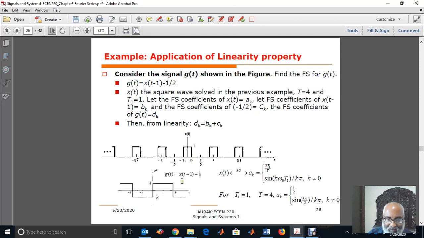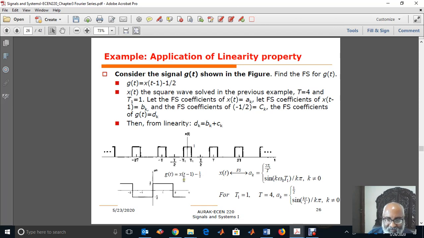And if you draw x of t minus 1, shift this square pulse by 1, you will get 1 between 0 and 2, and 0 between 2 and 4. Okay, so you have a periodic signal. Between 0 and 2 it is 1, between 2 and 4 it is 0, and then it will repeat itself. So g of t is x of t minus 1 minus half, a constant number.